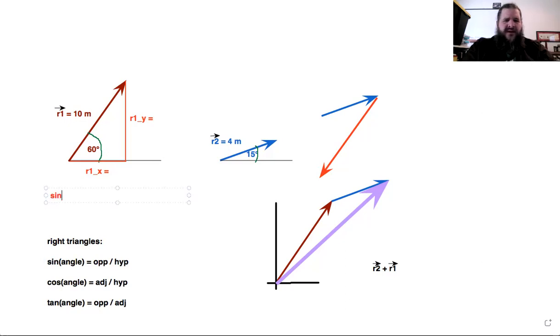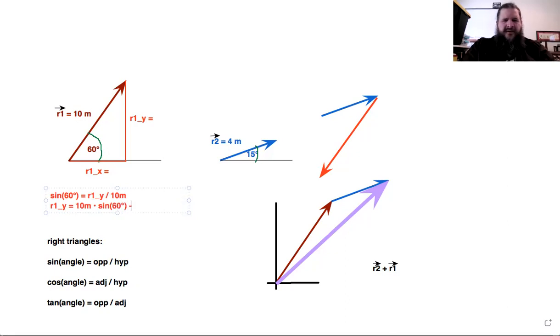We can say that sine of 60 degrees is opposite side over hypotenuse. And then how would you solve for that opposite side? Yeah, we just multiply both sides by 10. And I would say specifically multiply both sides by 10 meters because we want to keep the units intact. So 10 meters times sine of 60.